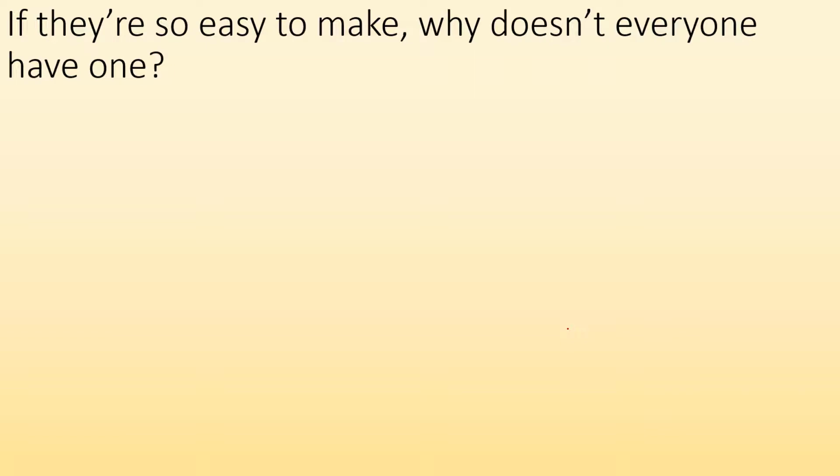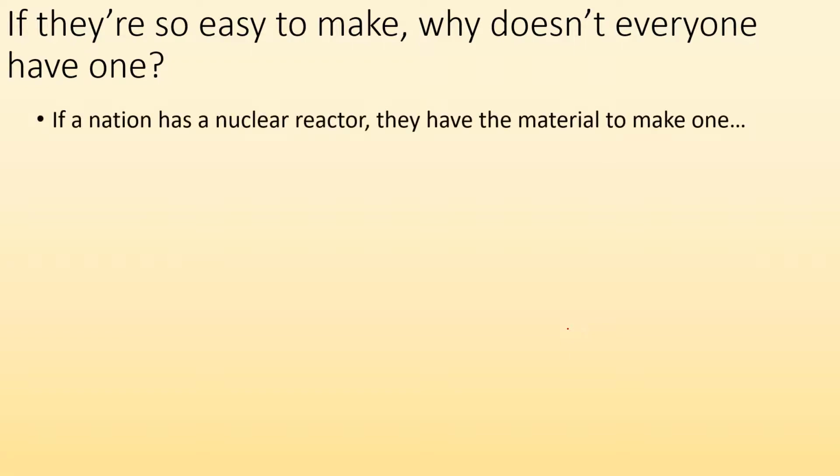And if they're so easy, I just saw a pretty simple schematic. I feel like that should be top secret classified. Why doesn't everybody have one if they're so relatively simple? Well, first, you need a nuclear reactor. So if you have a nation that has a nuclear reactor, they have the material needed to make a nuclear bomb. But the thing is, uranium-235 is fissionable, and it's the less abundant isotope of uranium.